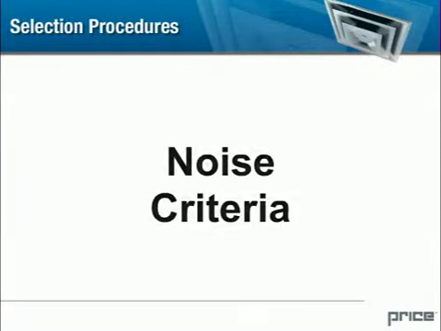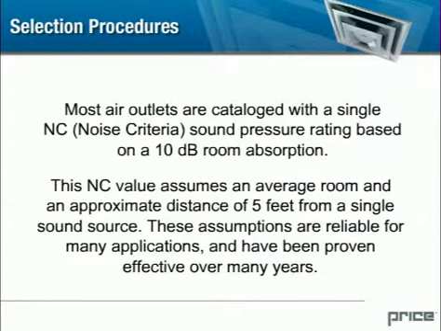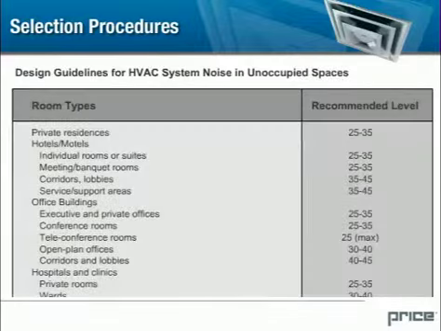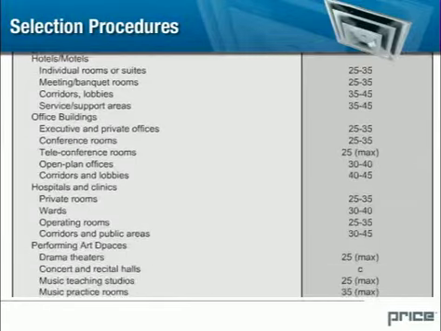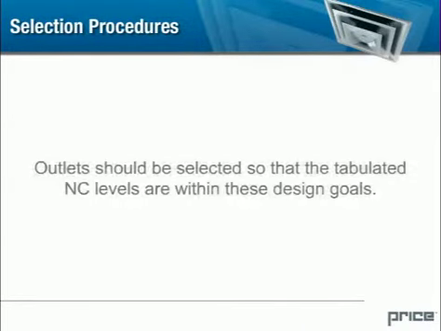Noise criteria. Most air outlets are catalogued with a single noise criteria sound pressure rating based on a 10 decibel room absorption. This NC value assumes an average room and an approximate distance of 5 feet from a single sound source. These assumptions are reliable for many applications and have been proven effective over many years. This table illustrates the ASHRAE recommended space NC values for many commercial air conditioning applications. Outlets should be selected so that the tabulated NC levels are within these design goals.